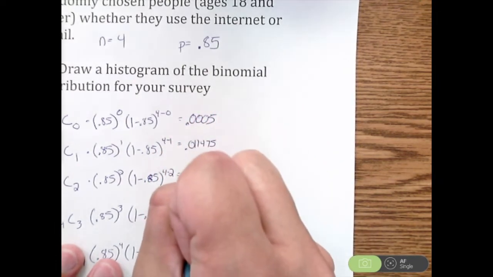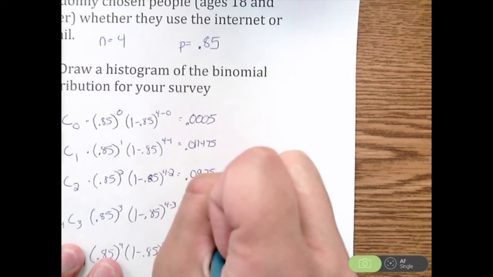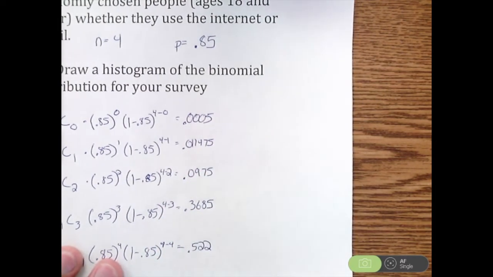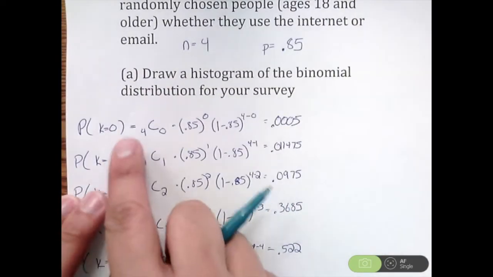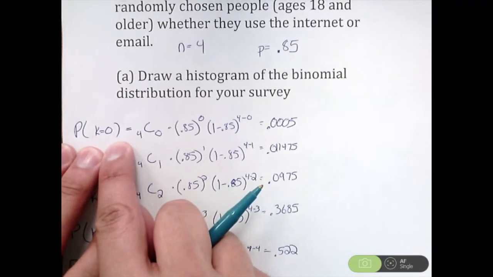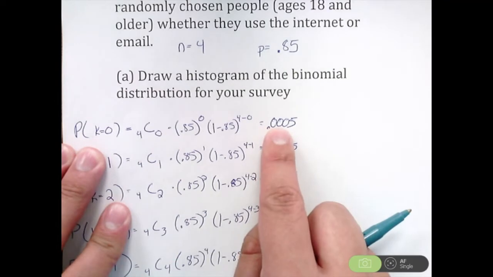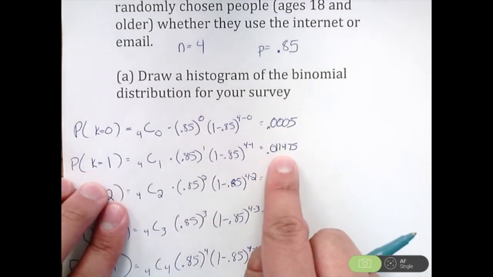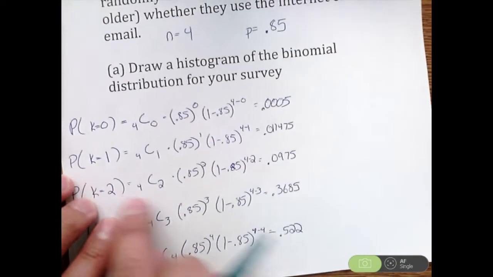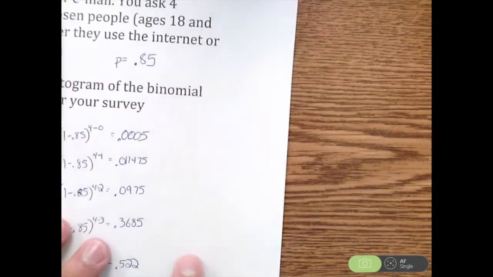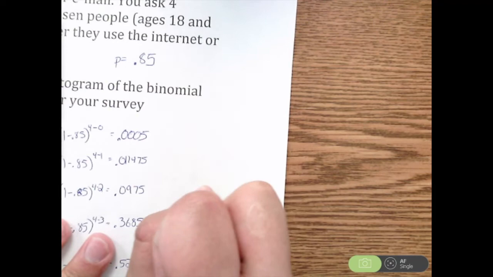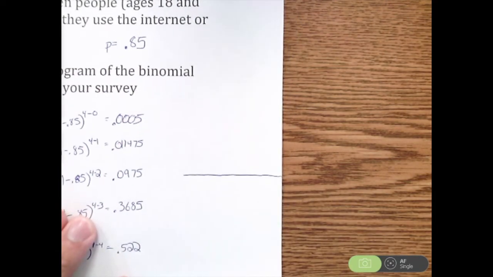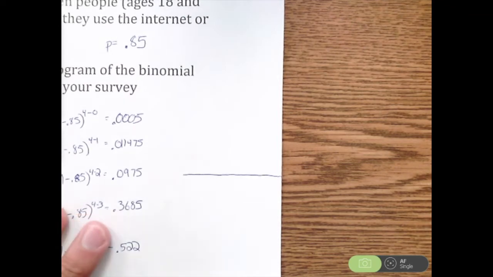0.0975 for this one, 0.3685 here, and 0.522. So the probability that we have 0 out of 4 say they use internet or email is 0.005. The probability that 1 out of 4 use the internet or email is 0.011475. You get the idea. So what we need to build is a histogram here. Basically represent these numbers in a bar graph of sorts.